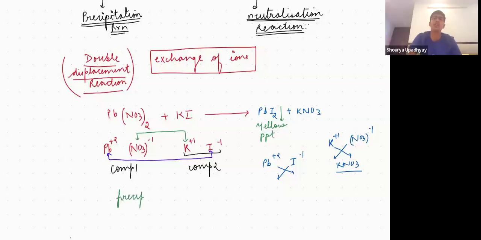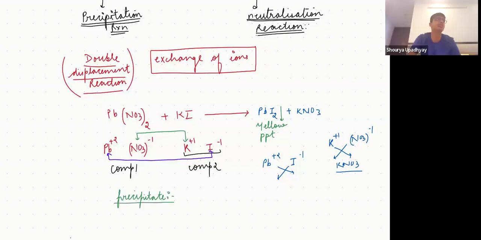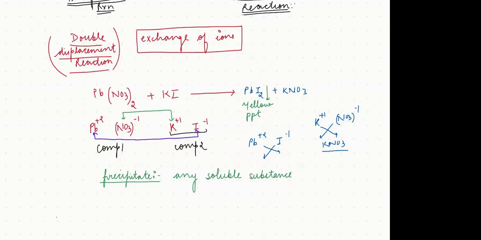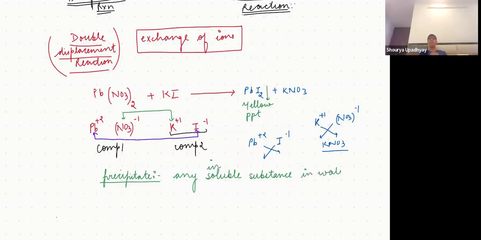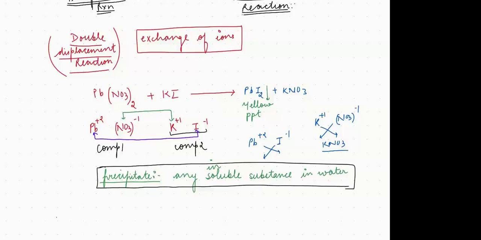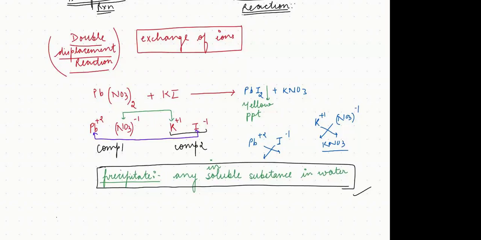A precipitate would mean what? An insoluble substance formed when two compounds in aqueous state react with each other. Right. So any precipitate means any insoluble substance in water. Any insoluble substance in water is called the precipitate. Are you understanding? Yes, ma'am. PbI2 is insoluble in water.